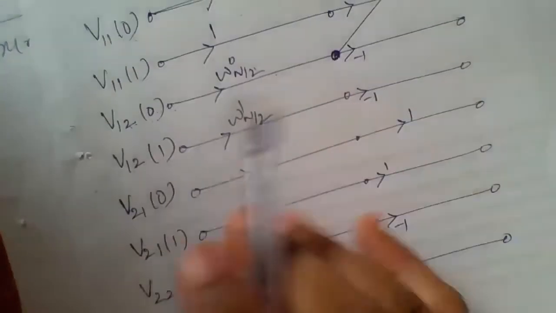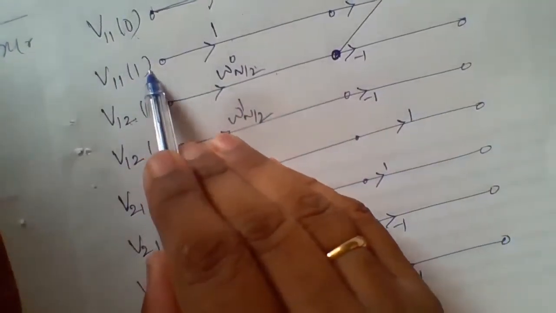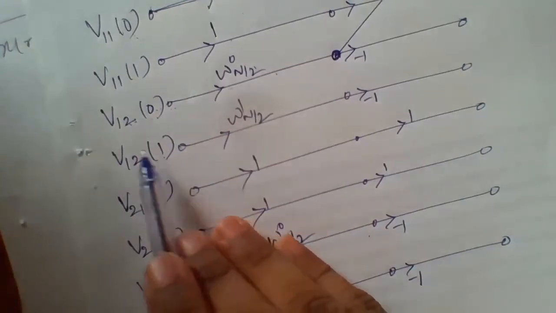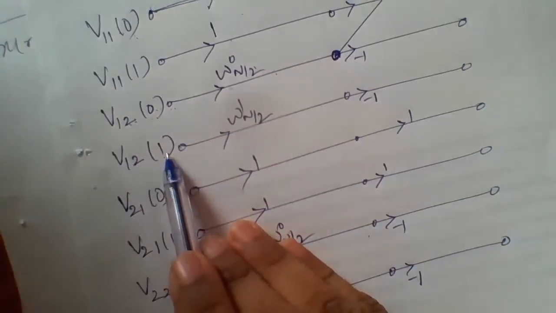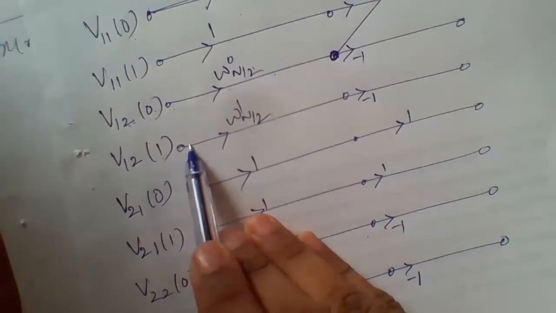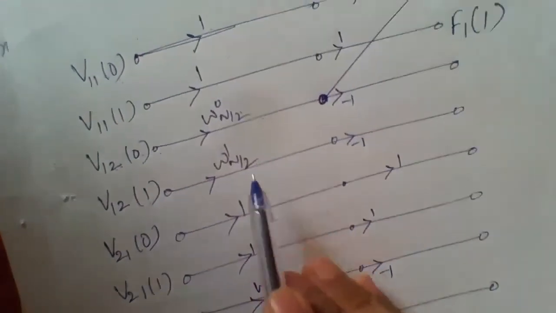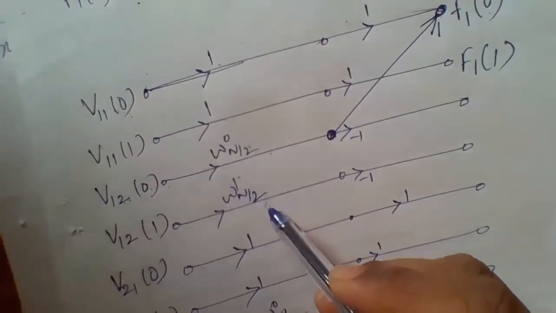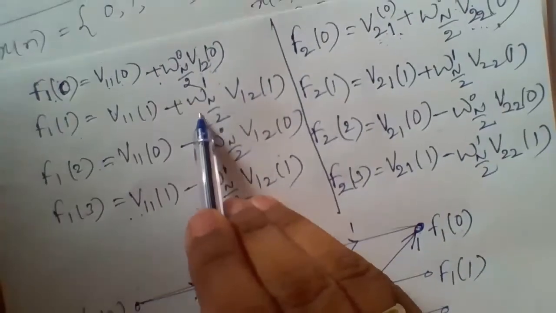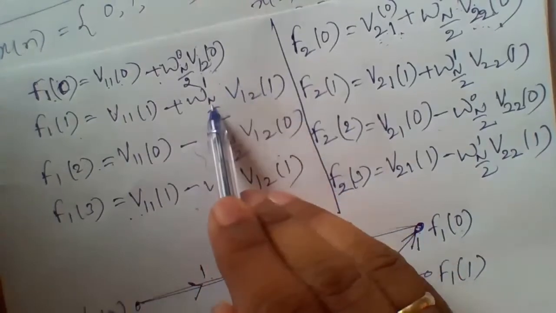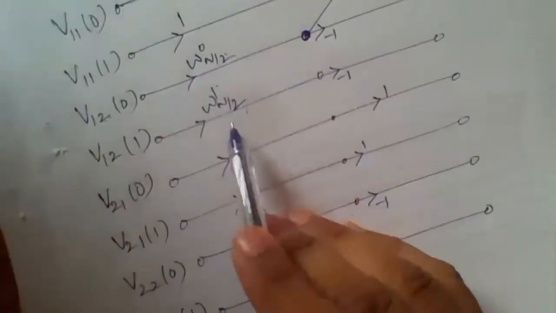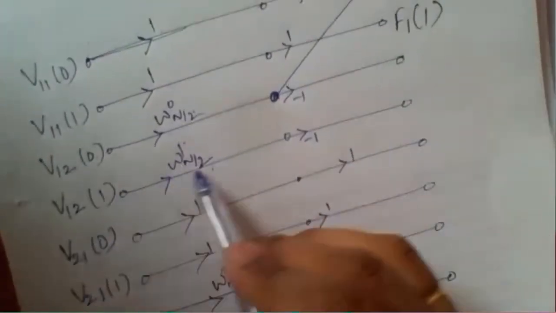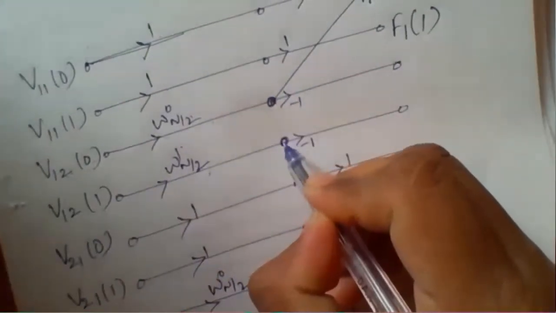So therefore, search for these two. v11 of 1 is here and v12 of 1 is the fourth signal. You can see that v12 of 1, when it passes through this branch, will get multiplied by w raised to 1 by 2. And even in the equation also we have the same thing. v12 of 1 is multiplied by w raised to 1, and this is already present in the signal flow graph. So now this product will appear at the fourth node, this node.